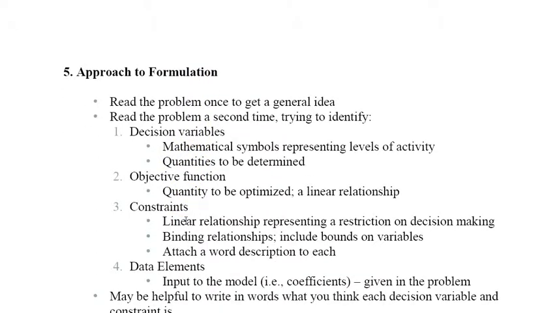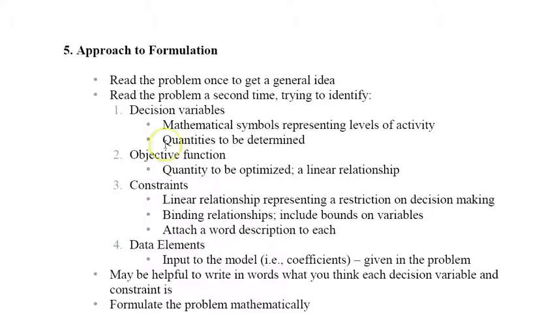Just to give you an idea, when you have a problem, how do you go about modeling it? Because this is really the key part. Modeling the problem is the most important aspect of a linear program, because if you solve the wrong problem, you're not going to get the correct answer. So first, you read the problem the first time to get a general idea of what the problem is. Read it again, trying to identify what your decision variables are, what your objective function is, what your constraints are, and what your data elements are.